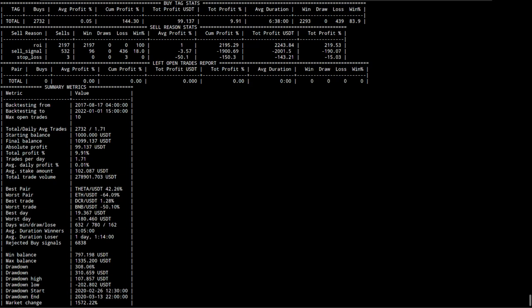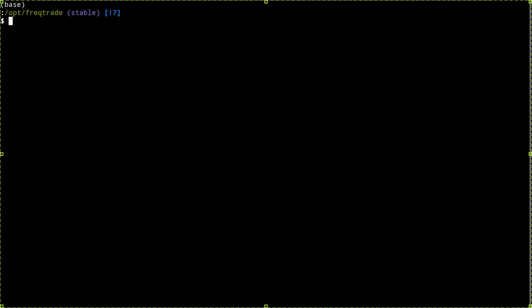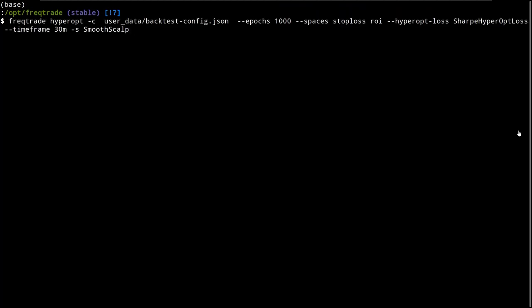But maybe we can improve this by improving the win rate of the ROI and the stop loss setting to stop out quicker or maybe slower. So let's start with a hyperopt session to find out more.